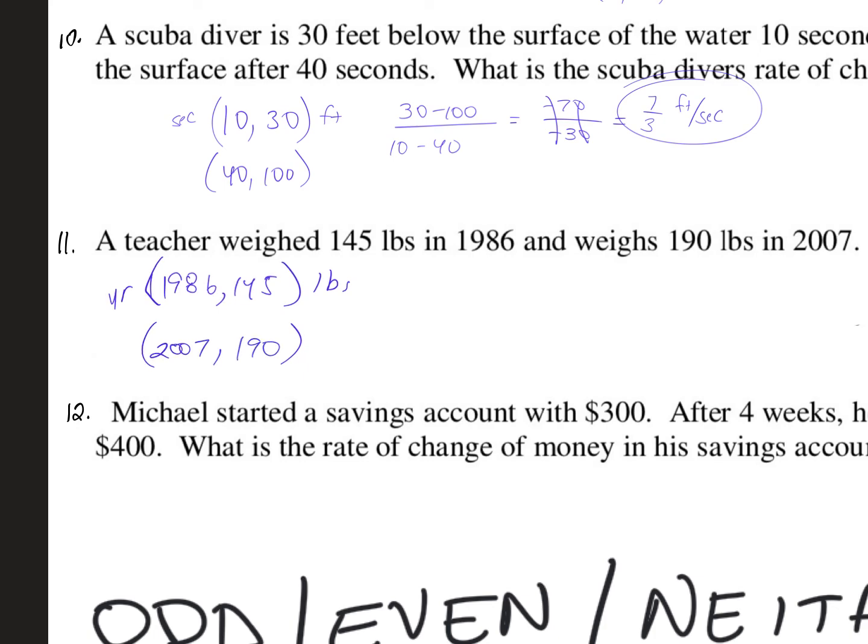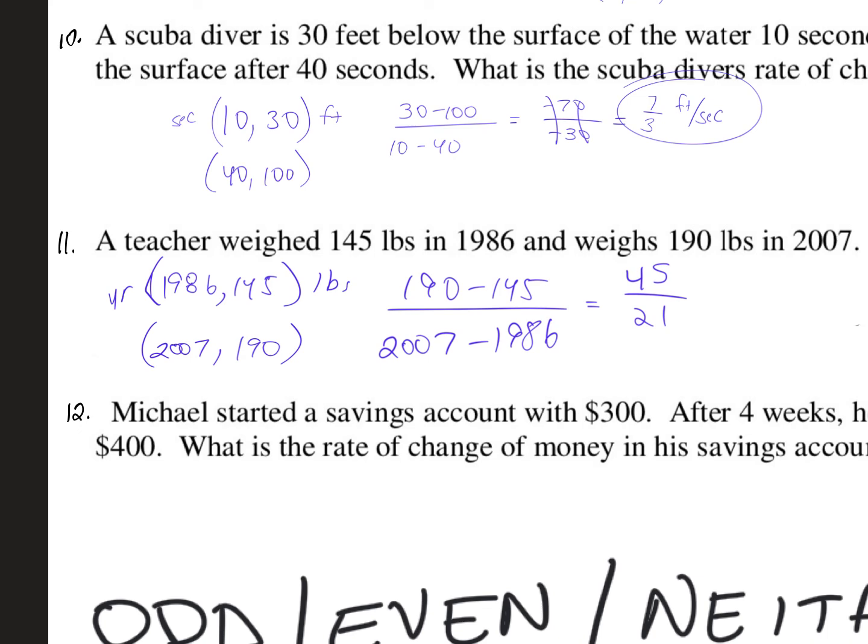Everybody with me? All right, so I'm going to say 190 minus 145 over 2007 minus 1986. You might have to write this down and do a little math. You guys will not have a calculator, so make sure you know how to do this. But what's 190 minus 145? 45. And then what's 2007 minus 1986? 21.